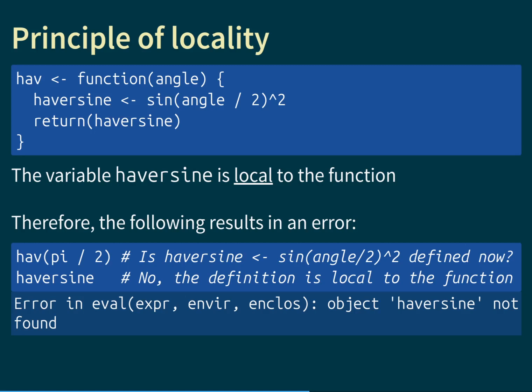And that is a very useful thing to do, because it essentially allows us to treat functions as black boxes. We just give it inputs, they produce outputs, and they do not produce side effects. They do not change the world. They just give us the answers that we want. So that means that if we ask for the value of the variable haversine after running the function hav, we will just get an error. As you can see, it will tell us error, object haversine not found, and that is because the variable haversine, although it was defined inside the function, it only exists as long as the function itself is executing. After that, it no longer exists to the outside world.